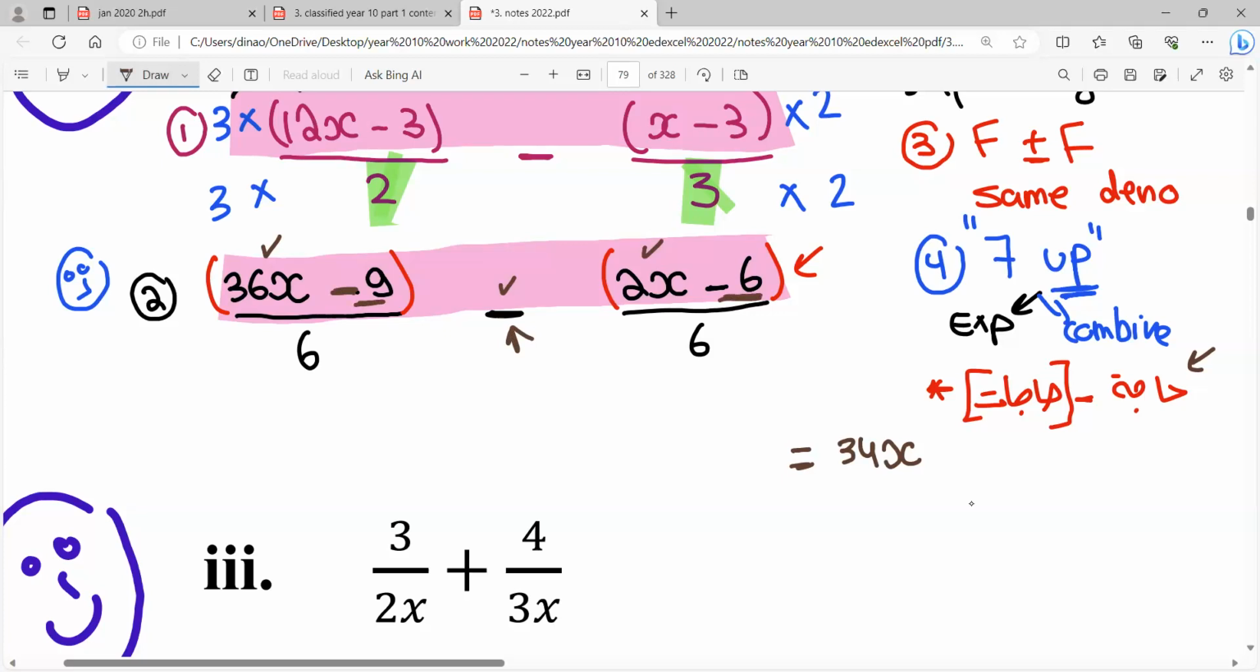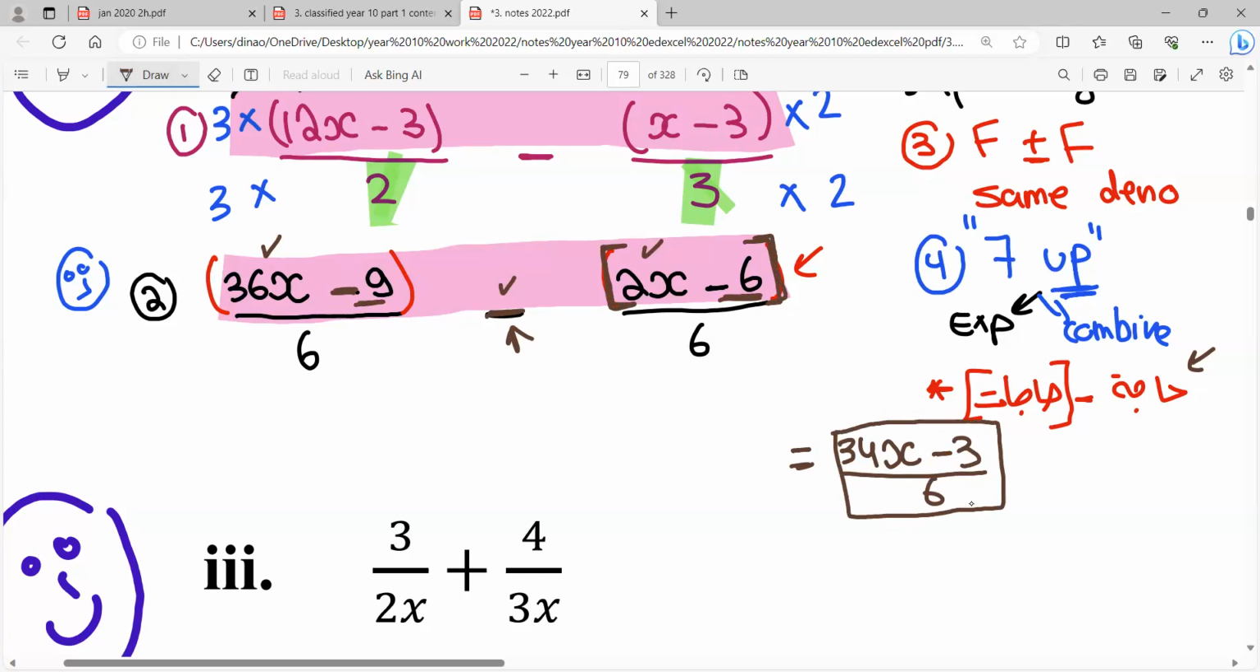This is if I want to combine immediately. So we should watch the signs. So it's negative 9 minus negative 6, which is negative 3. And of course the denominator remains the same. This is if I want to combine immediately.